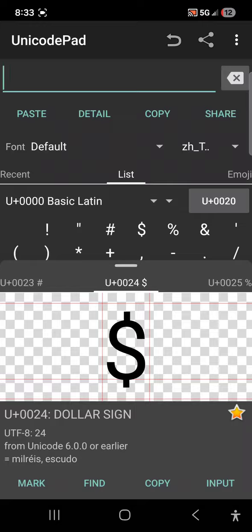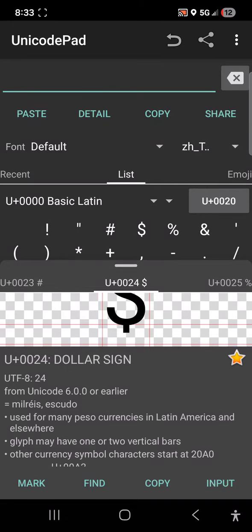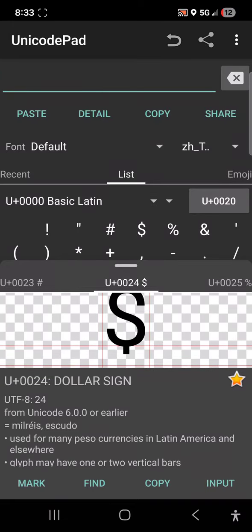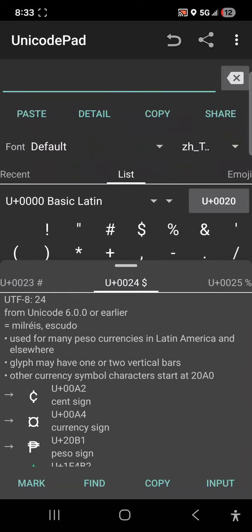This is the dollar sign. It is the currency of the USA. It's also called the peso sign or the escudo. It's used for many peso currencies in Latin America and elsewhere.